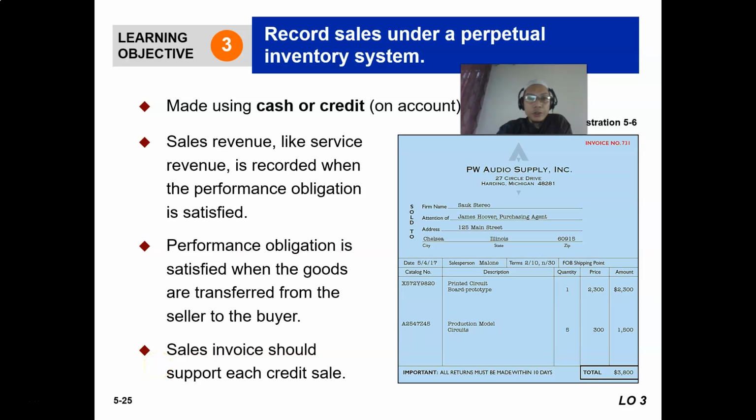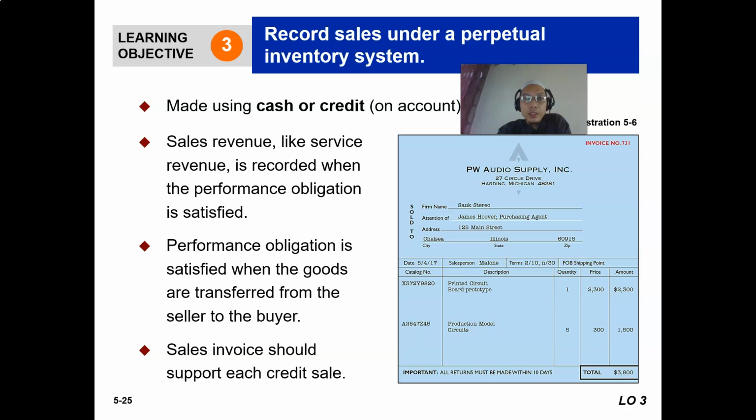In the last video, we looked at how organizations record their purchases. Now we will look into how organizations record their sales. This will be shown under the perpetual inventory system. We will look at how sales is done under the periodic inventory system later.